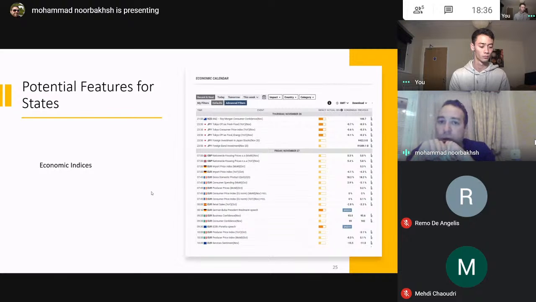For example, you have something called non-farm payroll, which is announced on the first Friday of each month. It has great impacts on the US dollar and the major currencies. So maybe we can include this information in the states.